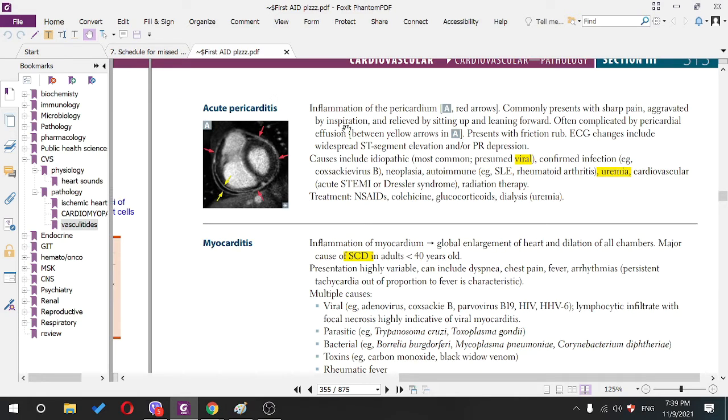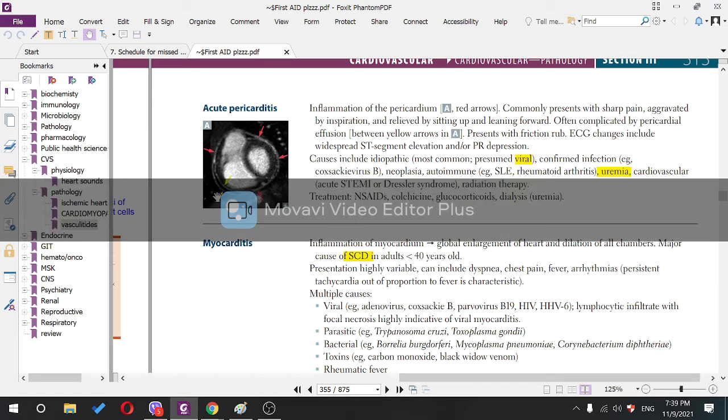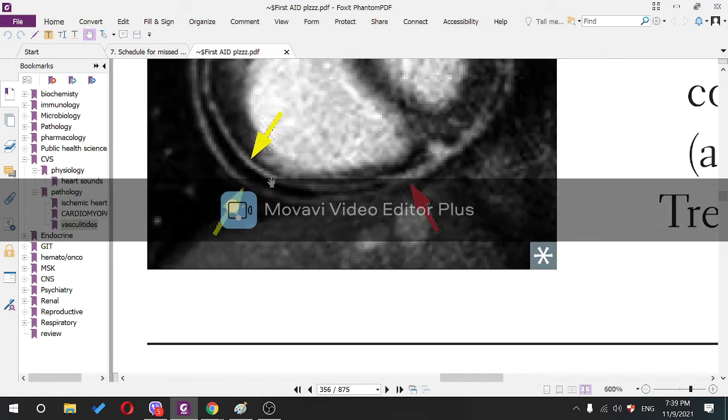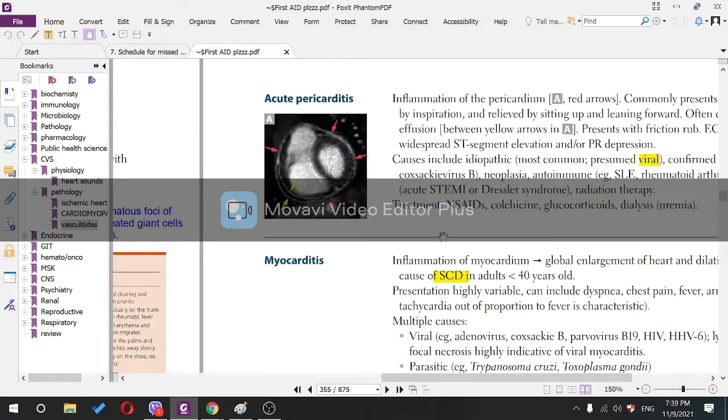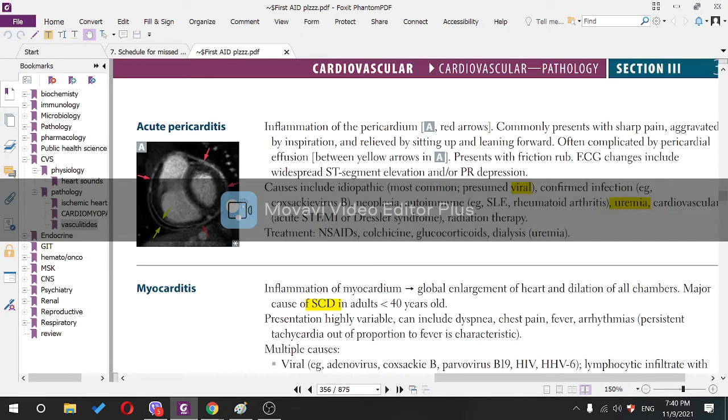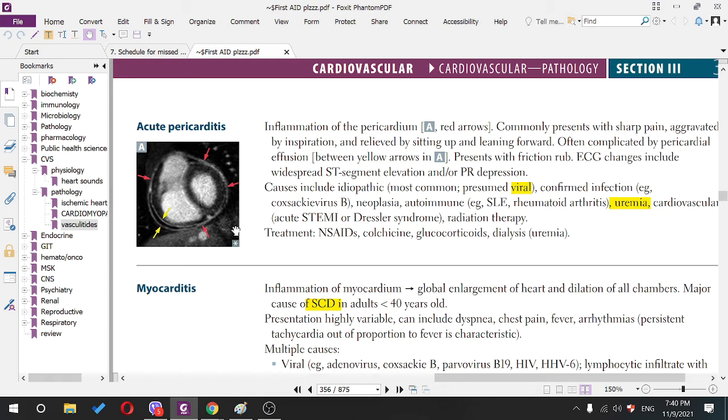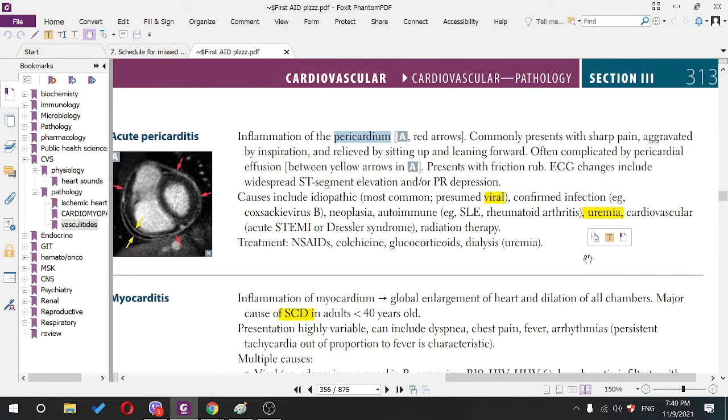So, acute pericarditis. I showed you a picture in the beginning of our session about acute pericarditis and about the calcification around the heart. I hope you can appreciate here that between the two walls there is some free fluid. That free fluid is basically the pericardial effusion. So acute pericarditis is an inflammation of the pericardium.